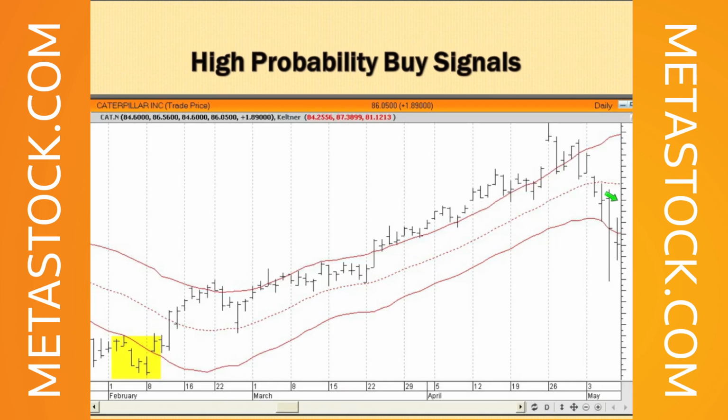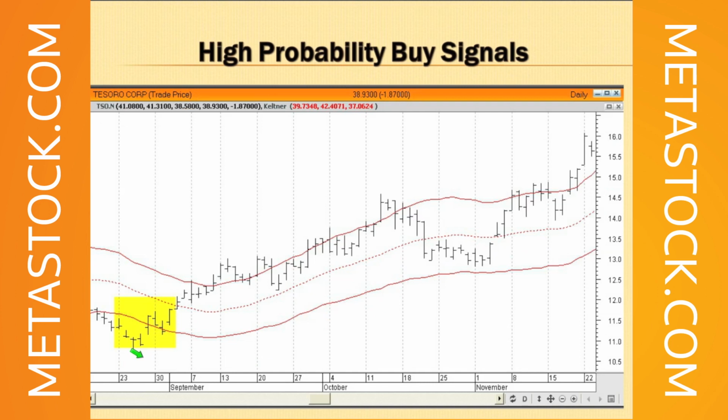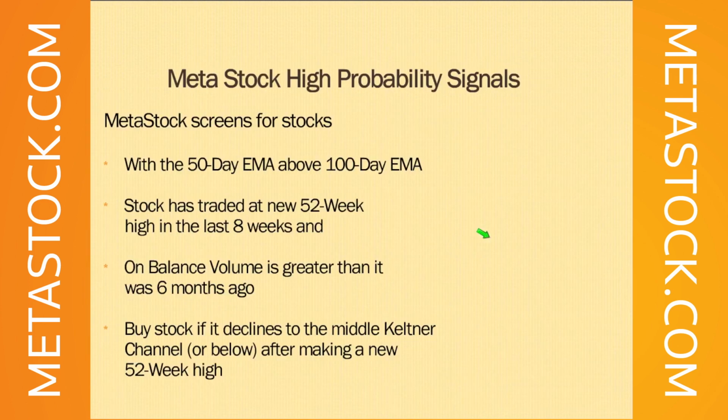Here's another one for Caterpillar. It became oversold, actually closed below the lower channel, and then this produced about an 80% rally in the stock. Here's another one for Tesoro. It becomes oversold, and then a very strong rally follows.